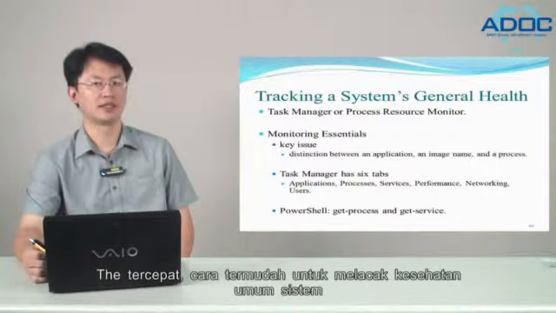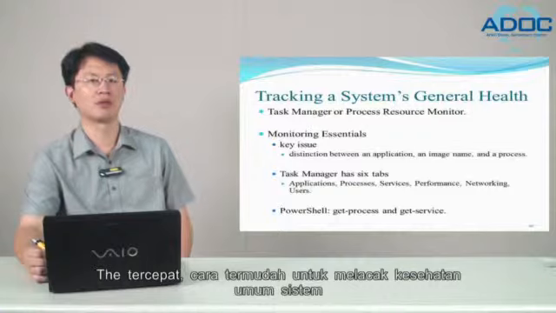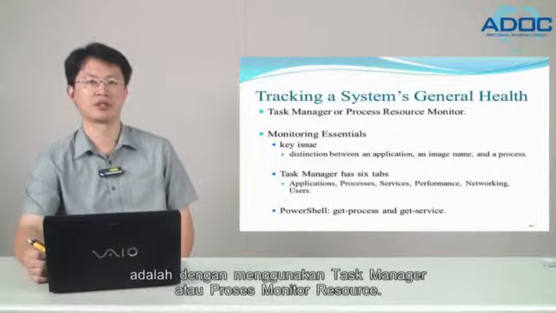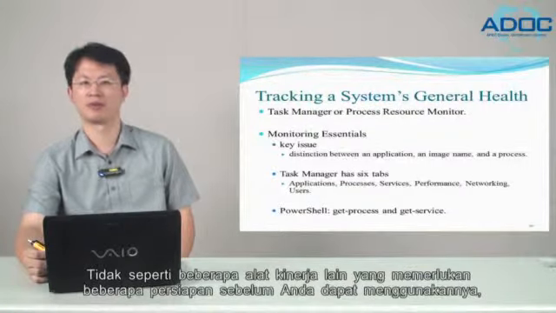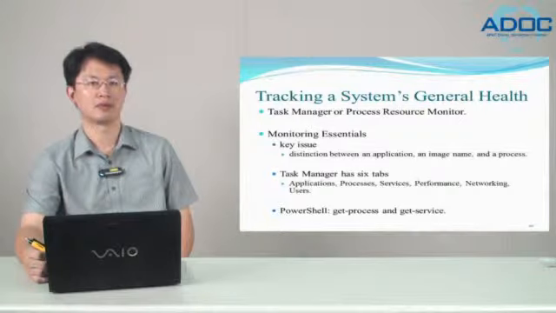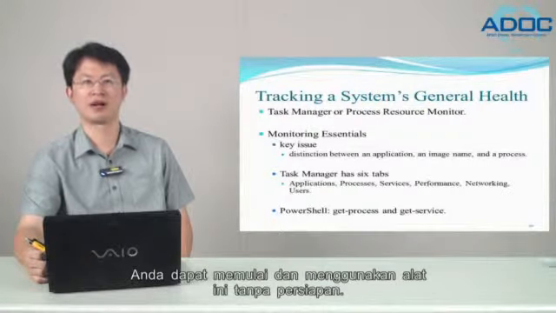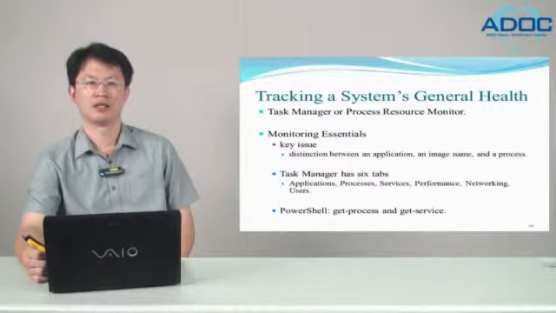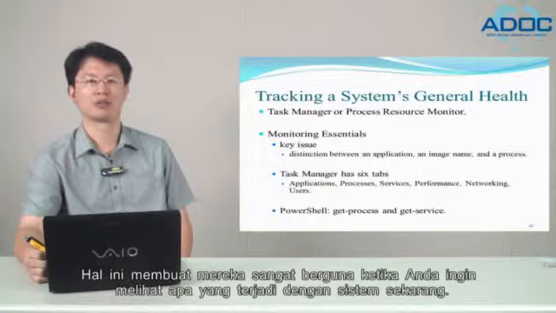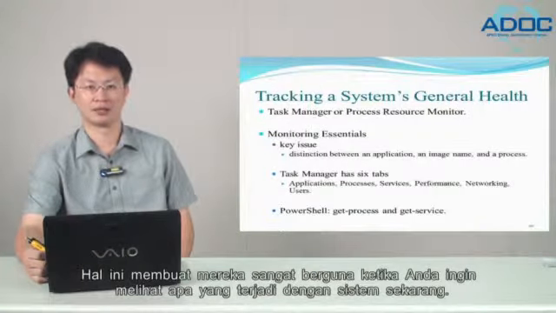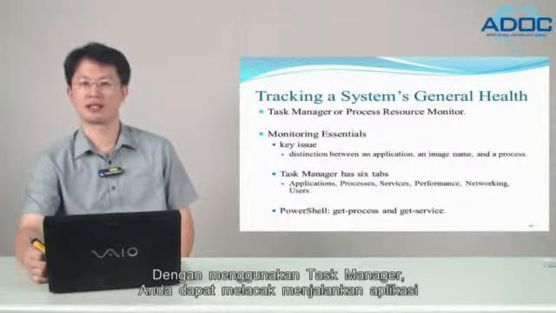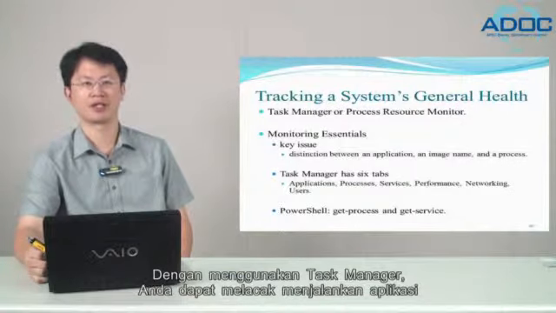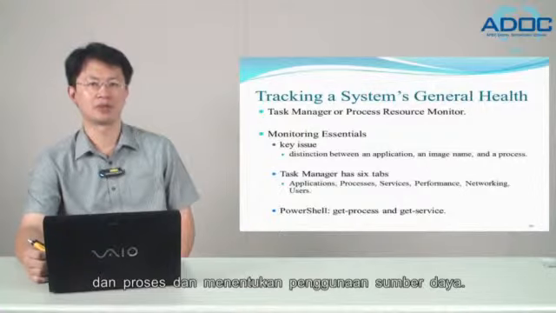And the fastest, easiest way to track a system's general health is to use Task Manager or Process Resource Monitors. Unlike some of the other performance tools, they require no preparations before you can use them. You can start and use these tools without any preparation. This makes them very useful when you want to see what's going on with the system right now. For monitoring essentials, by using Task Manager, you can track running applications and processes and determine resource usage.